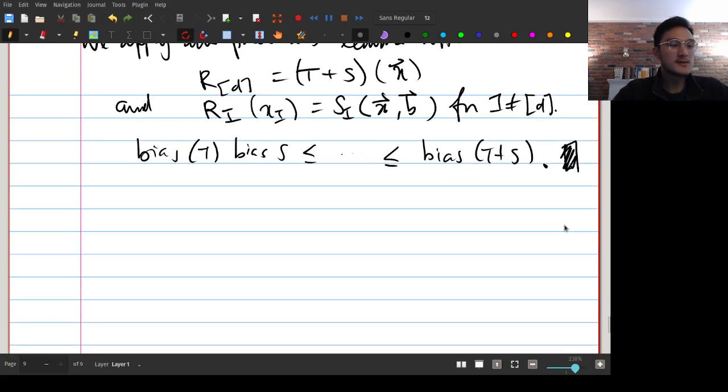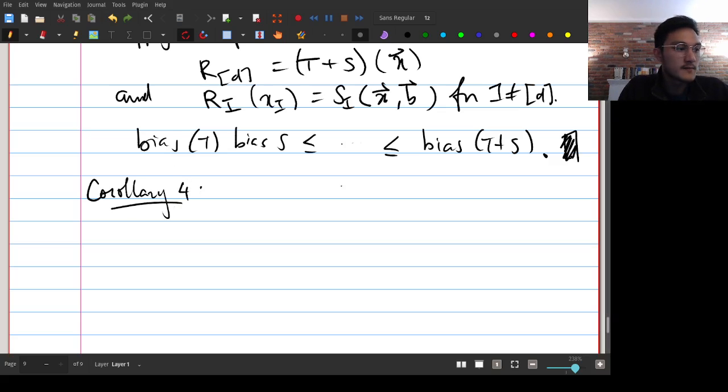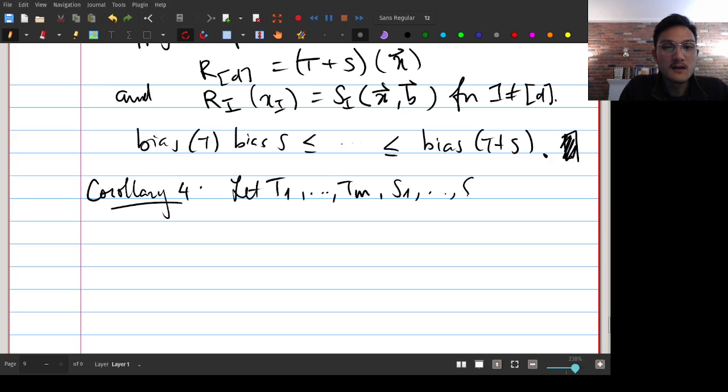Okay, and I'll just finish with a little corollary, which proves a correlation inequality on common roots of tensors. It has nothing to do with anything else, but it shows that this is actually useful, not just as a lemma for the next result, but in and of itself. So corollary: let T_1 up to T_m, S_1 up to S_n, from V^D to F, be order D tensors.